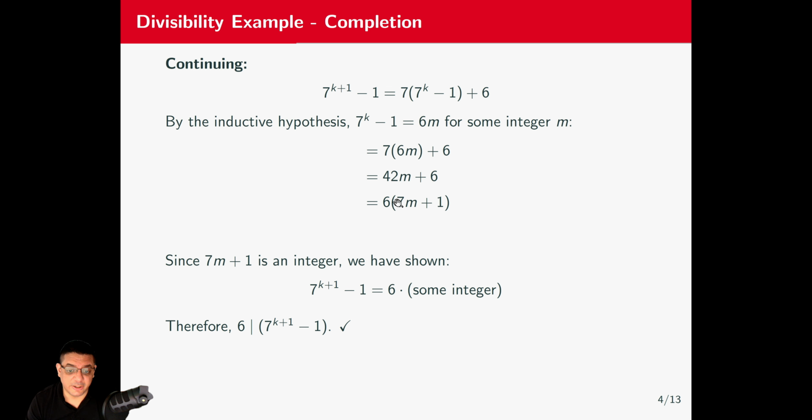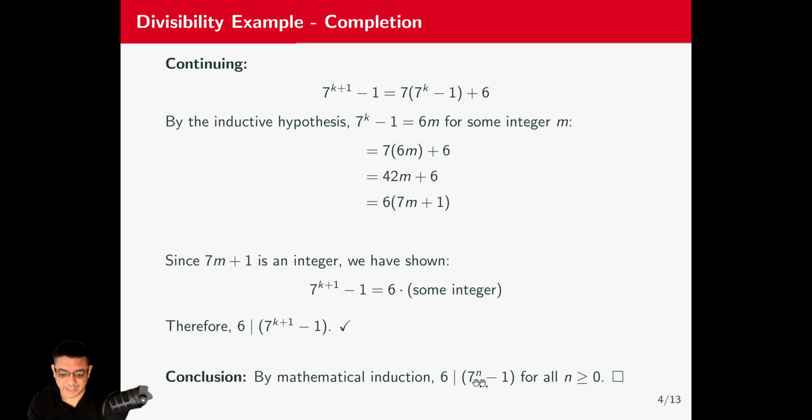And since this 7m plus 1 is an integer, by m being an integer, 7 being an integer, and 1 being an integer, we just proved that 7 to the k plus 1 minus 1 is 6 times some integer. Hence, 6 divides 7 to the k plus 1 minus 1, and we just proved the inductive step. And so by mathematical induction, for all n, 6 divides 7 to the n minus 1.